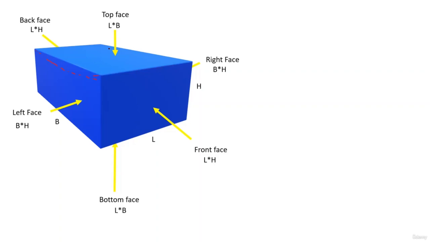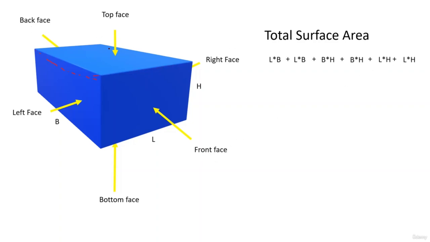Now guys, suppose I want to paint the whole box. I'll be painting the front face, the back face, the right face, the left face, and the top face and the bottom face. So I'll be painting this entire area. When I add all these areas, I'll get the total surface area of the box. Now you can observe that we have a direct formula for all these boxes. The total surface area is twice of L into B plus B into H plus L into H. Okay, this is called the total surface area.